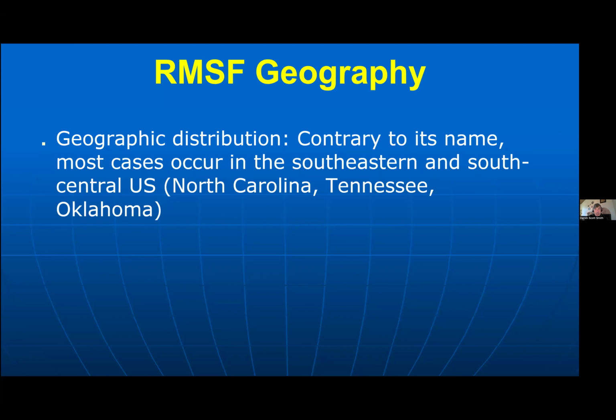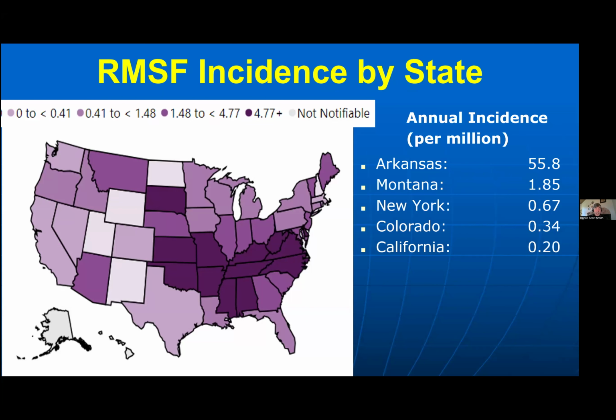So the geography, contrary to the name of this disease, is most represented in the southeastern and south central U.S. So some of the states, North Carolina, Tennessee, Oklahoma, are much more affected than others. And this picture of the U.S. with a heat map coloring, so the darker states representing higher transmission, really illustrates differences across the United States. And so it's not Rocky Mountain area so much as the Southeast.